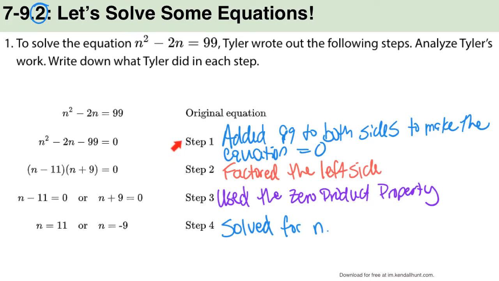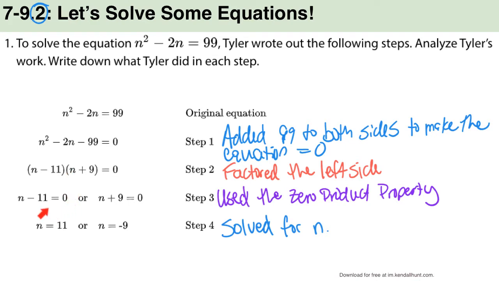Step 1 is a really important step when we're solving quadratics. He added 99 to both sides to make the equation equal to 0. To solve a quadratic equation using the factored form, you have to have it equal to 0. So that's something that's really important. Step 2, he factored the left side. That's what we worked on in the previous video.